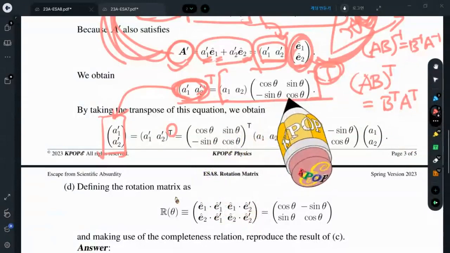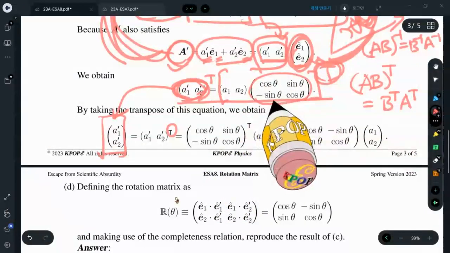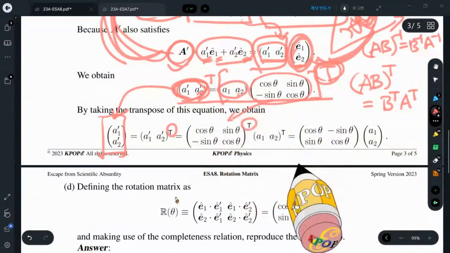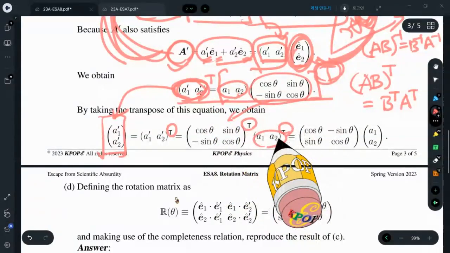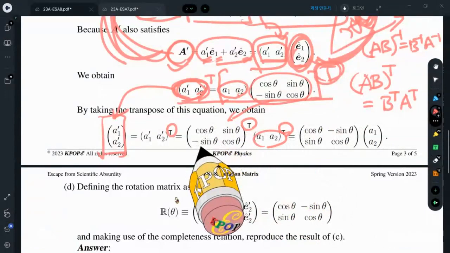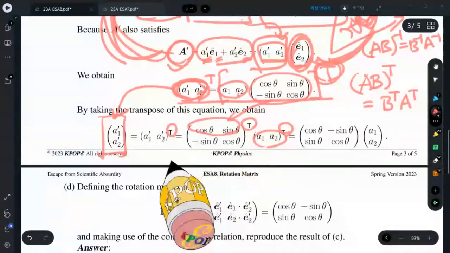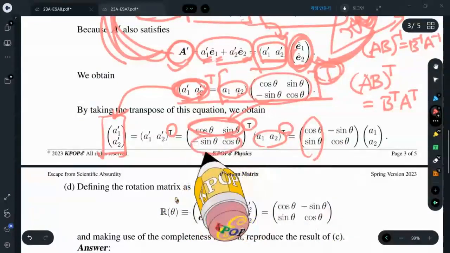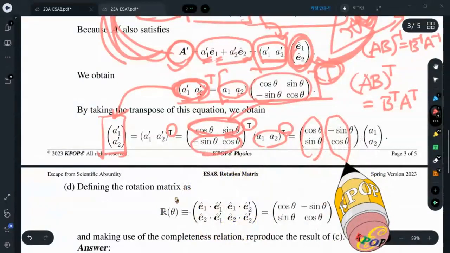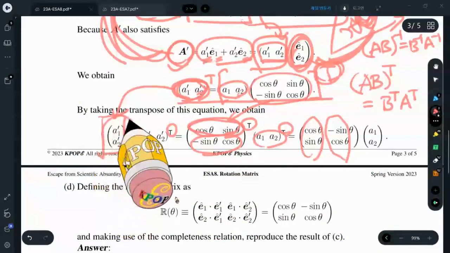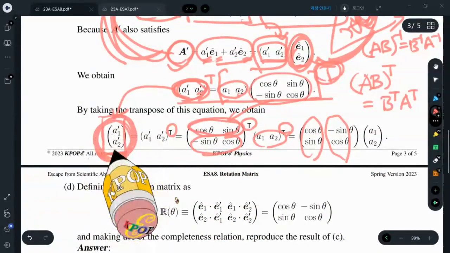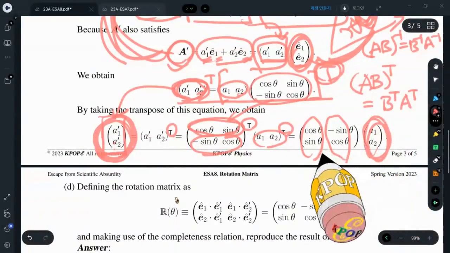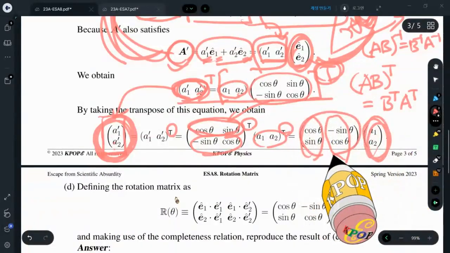So what I need to do is put this one in here and take the transpose, put this one on the right, and then take the transpose. Transpose is to flip the row into a column. This row is transformed into a column. This row is transformed into a column. As a result, the new Cartesian coordinates are expressed in terms of the old Cartesian coordinates by multiplying the rotation matrix.